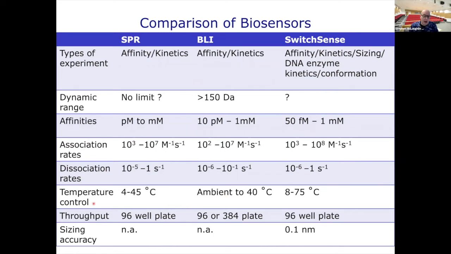So temperature control is quite important if you're looking at kinetics. The Biacore has very good temperature control. With the Octet, because it's plate-based, it can go from ambient upwards. You can't really cool it. And the switchSENSE is similar to the Biacore, and you can actually go to much higher temperatures. In terms of throughput, the Biacore can do 96 or 384 well plates, similarly to the Octet, and with switchSENSE you can do 96. And it's only really the switchSENSE where you can do sizing experiments.